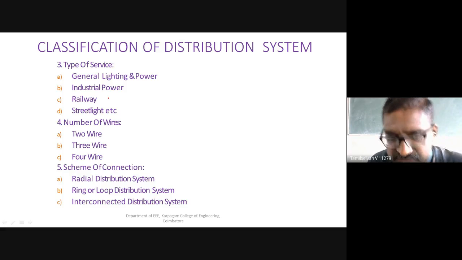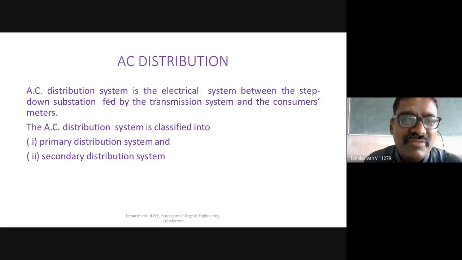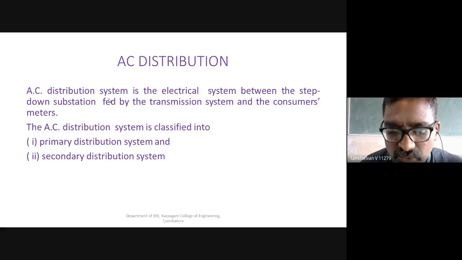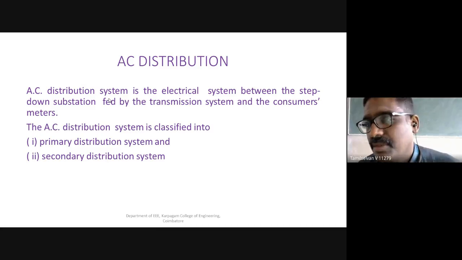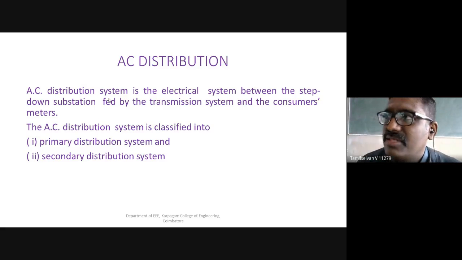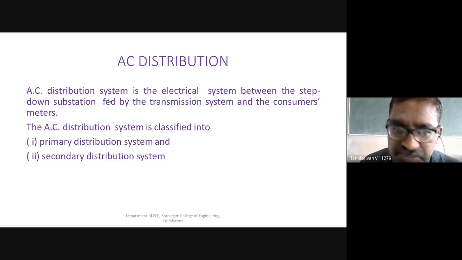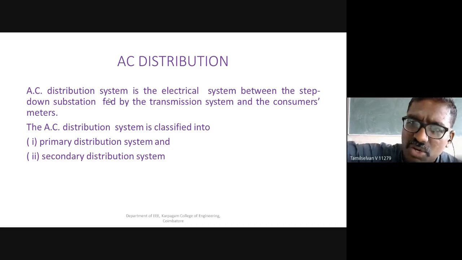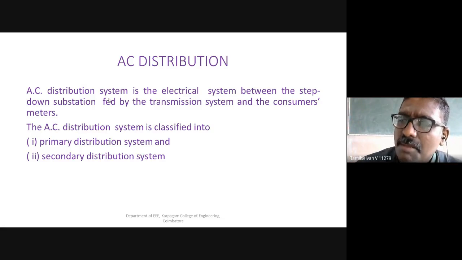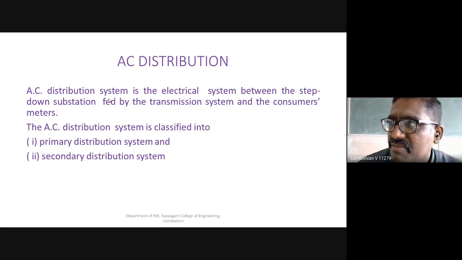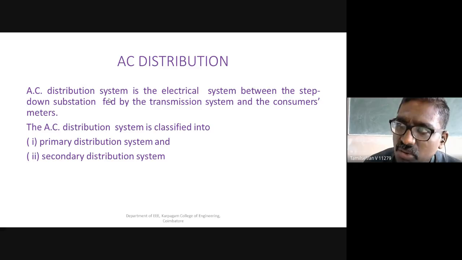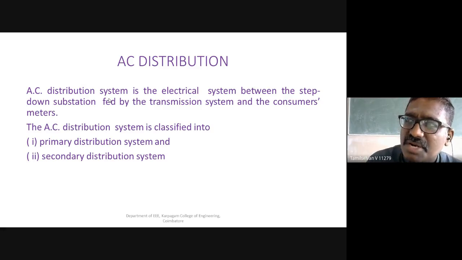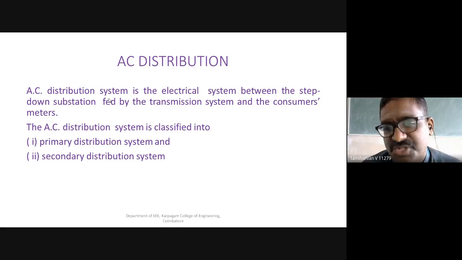First, we'll move on to the AC distribution system. As I told you, the power is received at the receiving substation, and there it is stepped down. Suppose the transmission voltage is 220 kilovolt; by using a step-down transformer, it is stepped down to 110 kilovolt, then transmitted to a distribution substation.